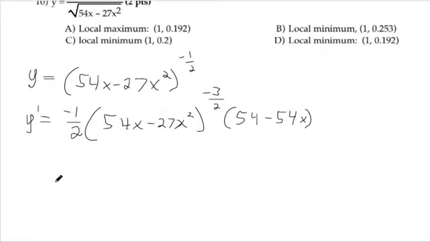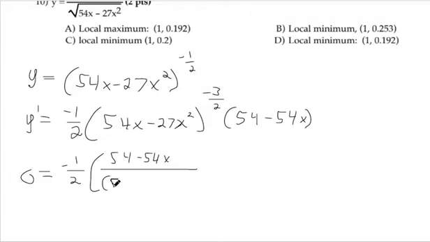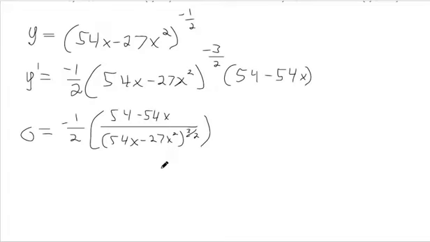Now we need to set it equal to 0 to find all the critical points. And I'm actually going to move this back downstairs. We still have 54 minus 54x in the numerator. And in the denominator, you've got 54x minus 27x squared all to the 3/2 power. Okay, and now when we try to find critical points, the first thing we should always do is find out where the derivative fails to exist. So since this is the derivative, it would fail to exist if we have divide by 0 error.